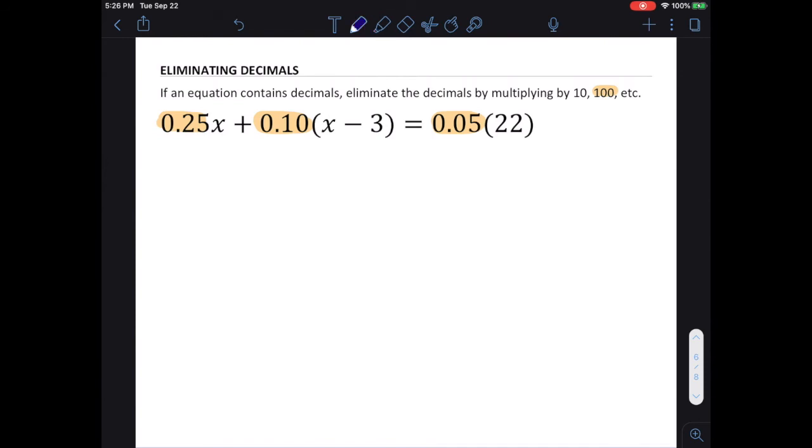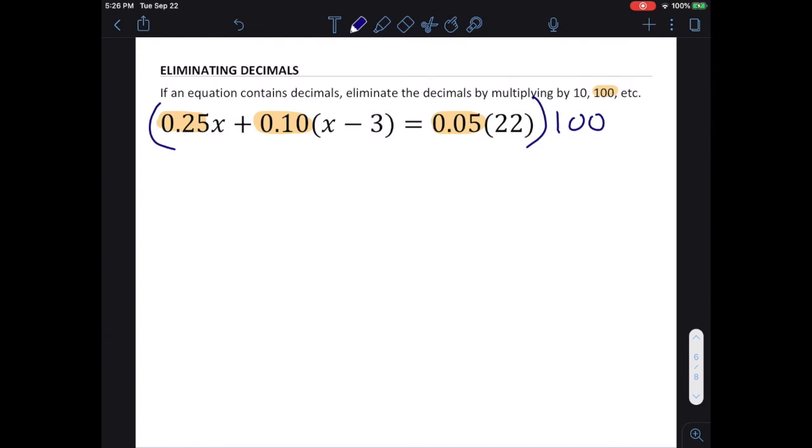All right, so if we distribute a 100 to each one of these terms, now remember, when we distribute to that second term on the left-hand side, we're only distributing to the 0.10. We're not going to distribute to the x minus 3. Same thing on the right-hand side. We're not distributing to the 22, just the 0.05.